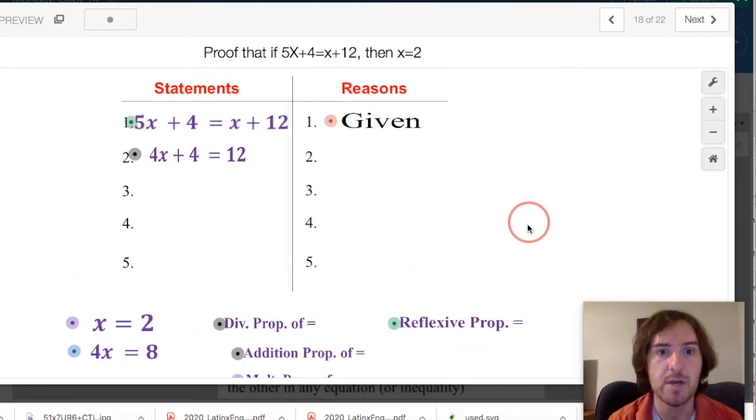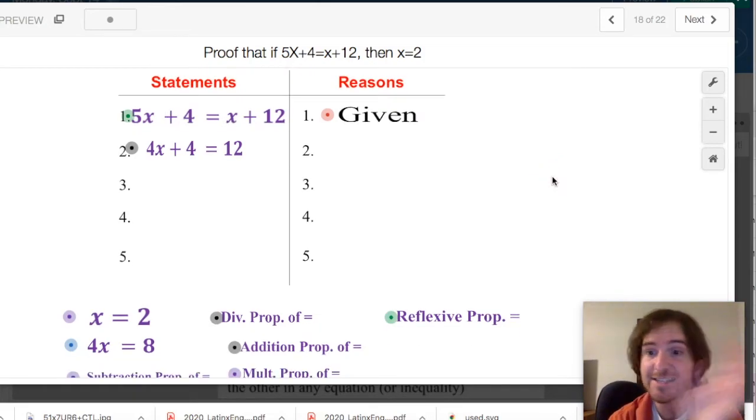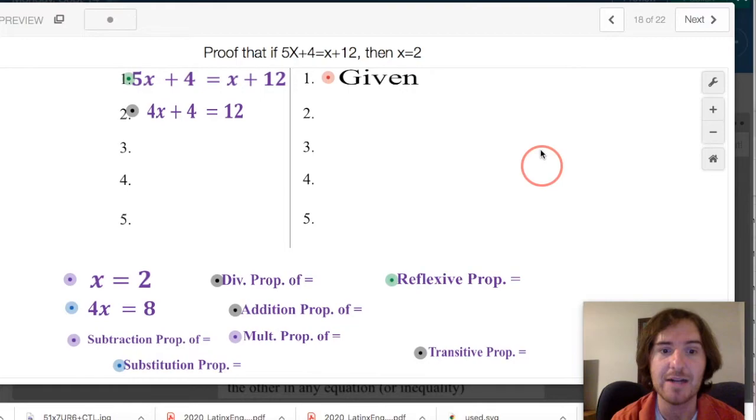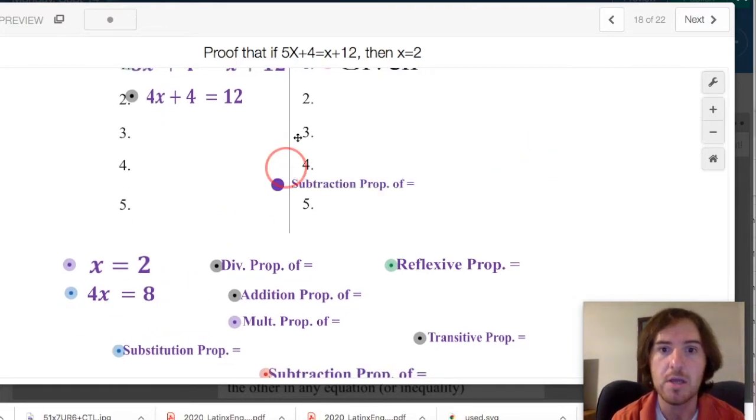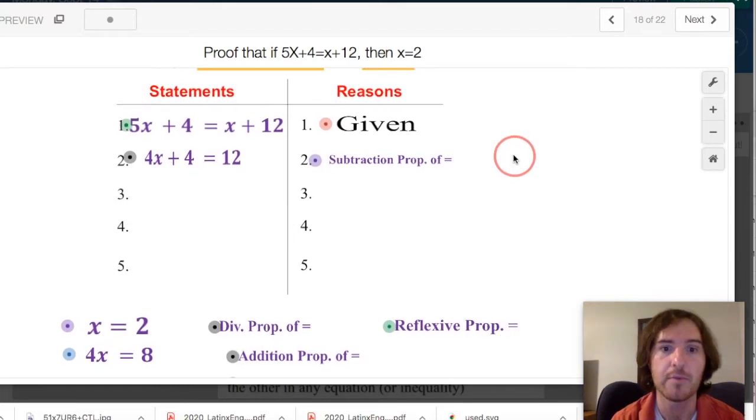So we have this right here. I'm allowed to say this because what did I do? I subtracted x from both sides. So I've subtracted x, and x equals x, right? We're allowed to do that because we're subtracting equal things from both sides of the equation. So that is the subtraction property of equality. There we go, subtraction property of equality.